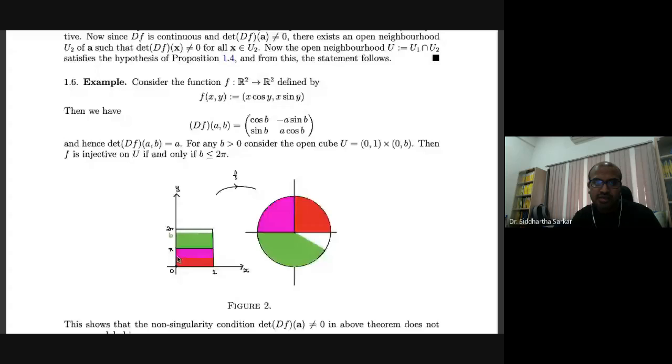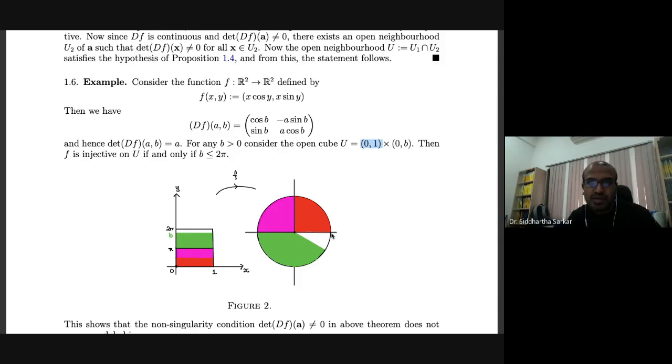So if B is positive and above this cube, the segment 0, 1, then slowly try to fill up this circle from inside. If you make sure your B is less than or equal to 2 pi, remember I am taking an open segment, so this cube, whatever you are looking at, is 0, 1 cross 0, B, where I am taking open intervals. Even if B equals 2 pi, the end line, which is 2 pi, will be missing. So I won't be able to reach that point where it violates the injectivity.